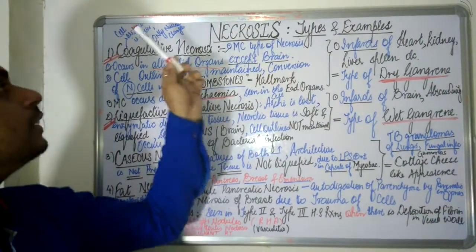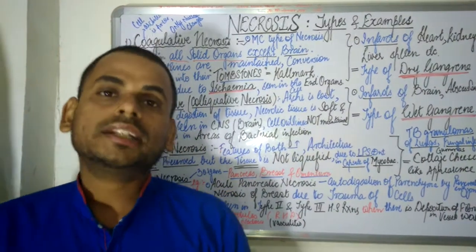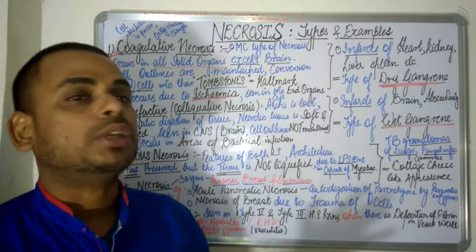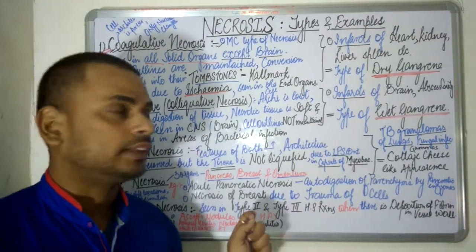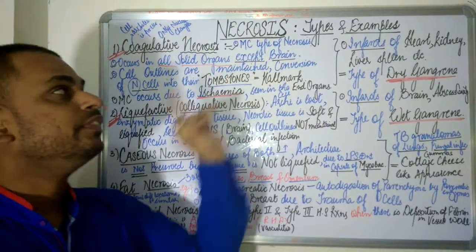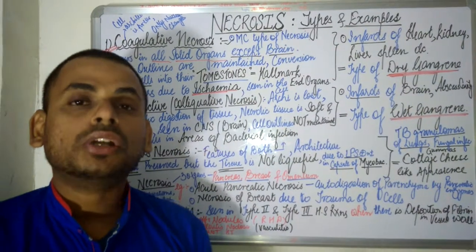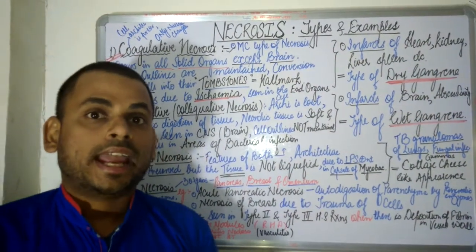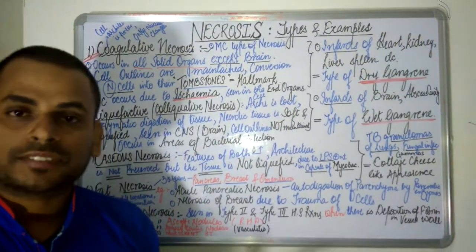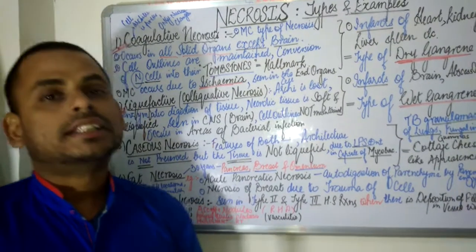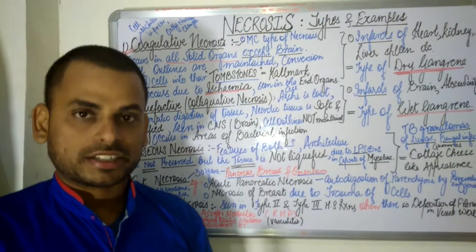Moving on to the first type of necrosis, the coagulative necrosis. Students, it is a very important MCQ: amongst all the 5 types of necrosis, which is the most common type? The coagulative necrosis is the most common type of necrosis, which occurs in almost all of the solid organs, the exception being the brain. In all the solid organs of the body the necrosis that occurs is coagulative necrosis, except the brain, which shows liquefactive necrosis.